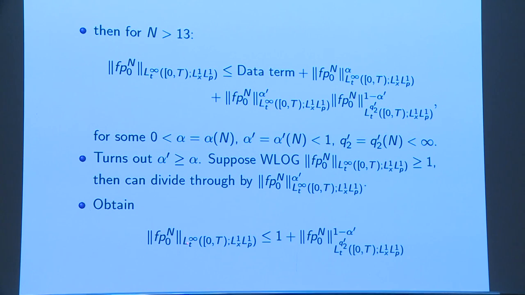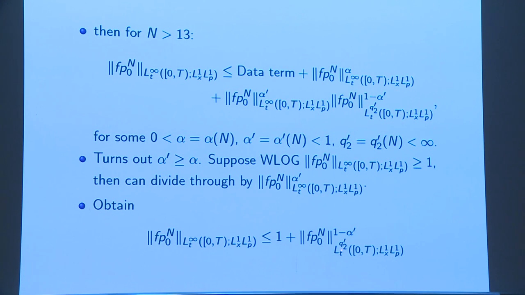So the norm of (p0)^n f in L infinity L1 is bounded above by a constant times 1 plus the norm of (p0)^n f to the power 1 minus alpha prime in Lq L1. And this automatically gives you that (p0)^n f is bounded for large data. If you can get a sublinear bound, it's important that this 1 minus alpha prime is less than 1. Then it's a homework problem to prove that (p0)^n f is bounded.